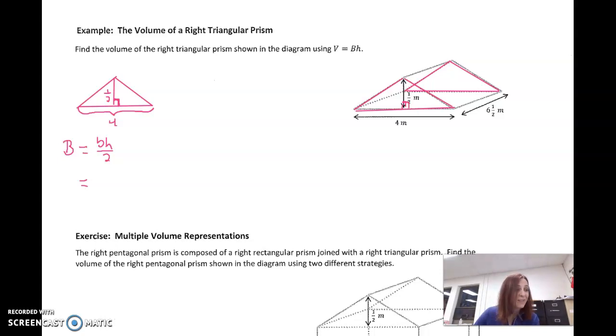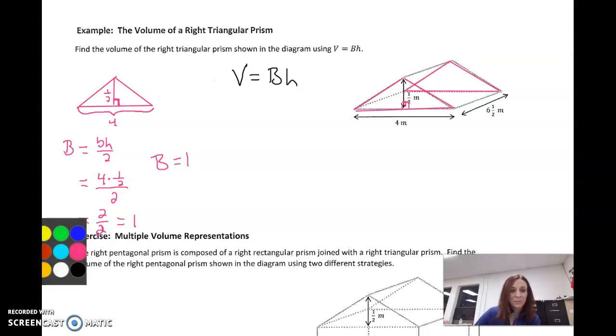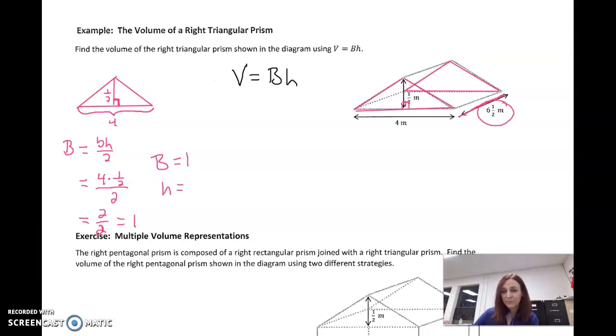So basically that's a half and 4. I'm going to say 4 times a half and then divide that by 2. Half of 4 is 2. 2 divided by 2 is 1. So the area of our base is 1. We need 2 pieces of information here: the area of our base and the height. Our height is the distance between the bases. So if our base is this triangle and this triangle, how far apart are they? 6.5.